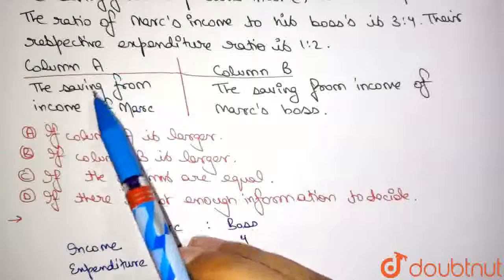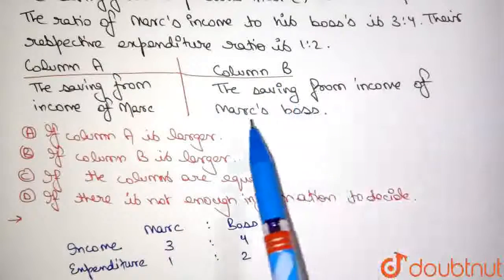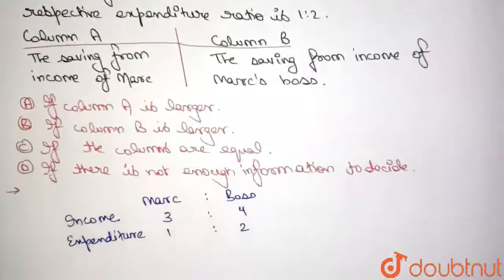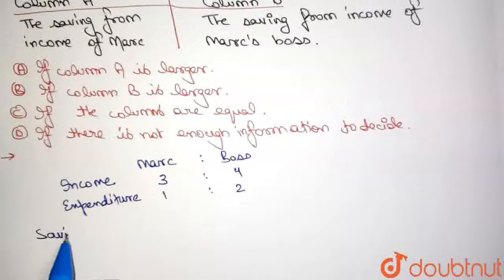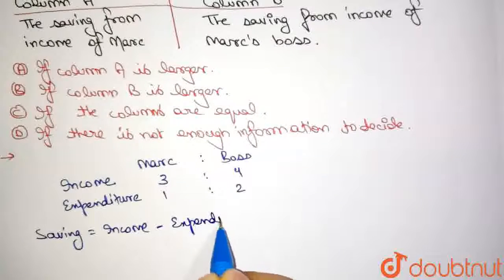Column A says the saving from income of Mark and column B says the saving from income of Mark's boss. Now just to let you know what saving actually is, if you don't know, saving is simply income minus expenditure. So income minus expenditure is actually saving.